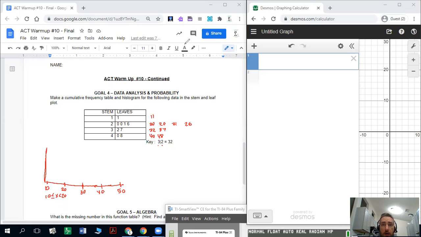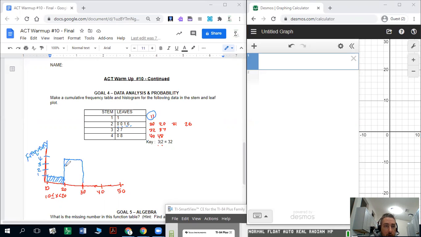That first bar only is going to have 1 because it's 11, right? So my counts are going to be over here. We call this the frequency. It's just how often something occurs. So if I have 11, that's going to happen once, one thing between 10 and 20. That's 11. And then I have 1, 2, 3, 4. So 20, 20, 21, 26. I have 4 things going on in there.